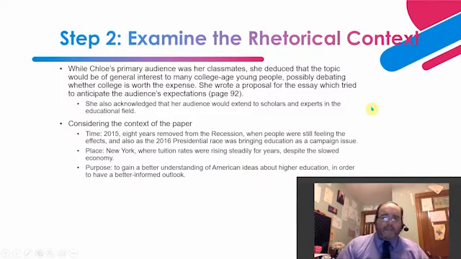There's quite a bit there. The next stage in the process was for Chloe to examine the rhetorical context. Her primary audience was going to be her classmates, but she deduced that the topic would be of general interest to many college-age young people who might be debating whether college is worth the expense. So she goes on to write a proposal for the essay, trying to anticipate the audience's expectations. At this point, she also acknowledges that her audience would extend to scholars and experts in the educational field.